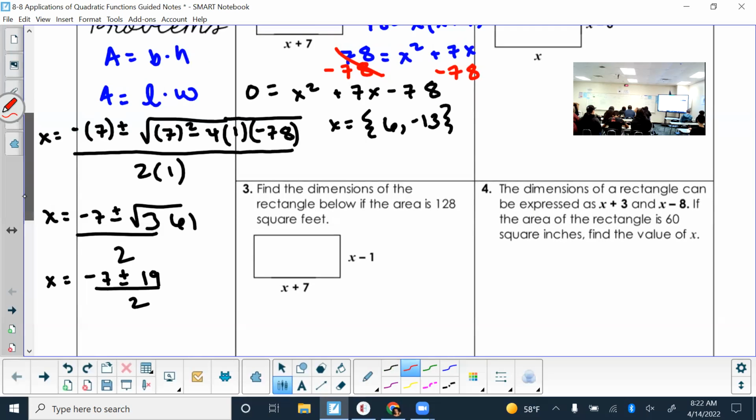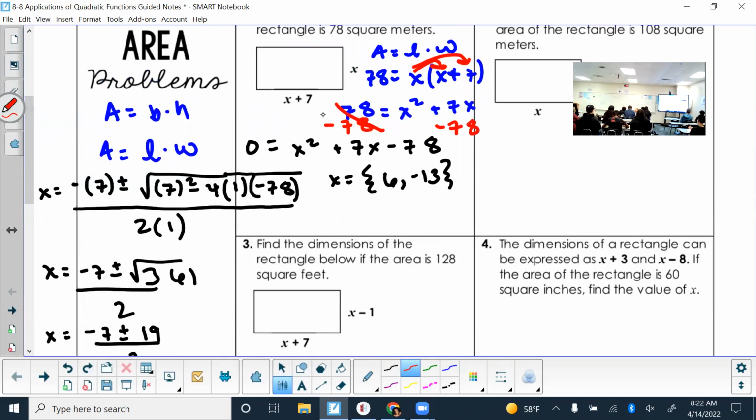Now, is it possible to have two values for x in the same shape? No. One of these does not make any sense. Which one? The -13 does not make sense in the context of this problem. Because can I measure something and get -13? No. So x is 6.